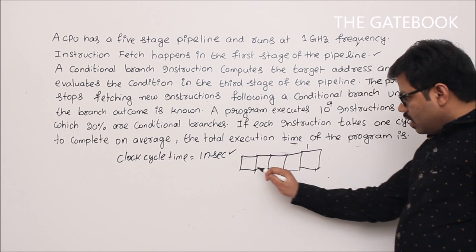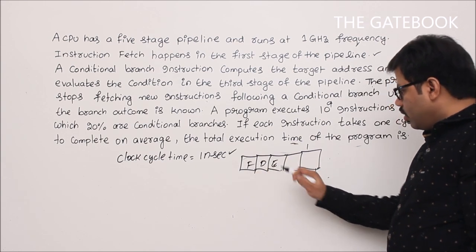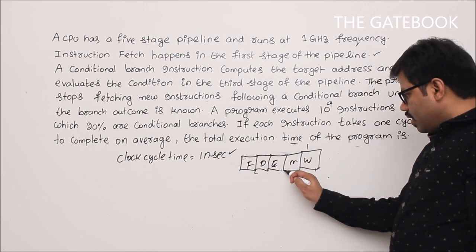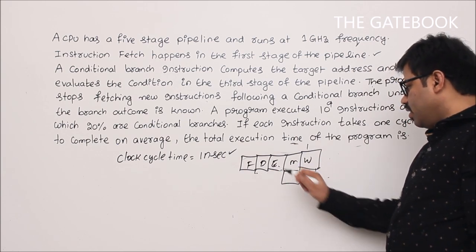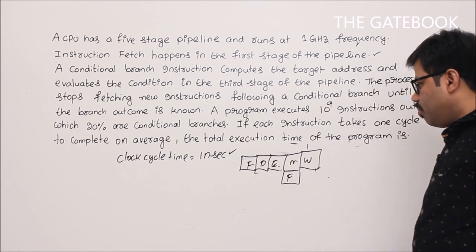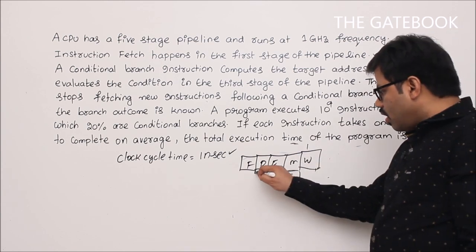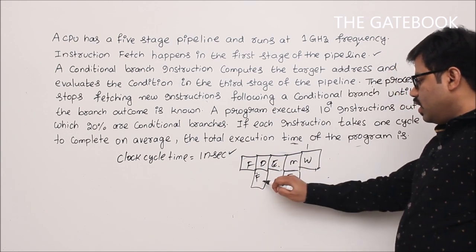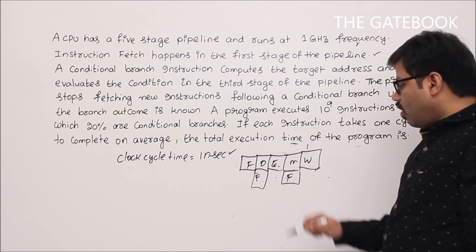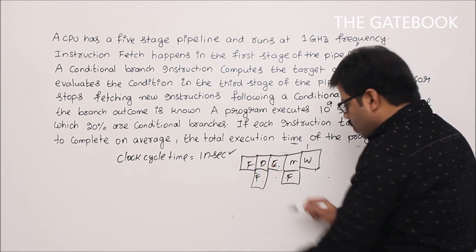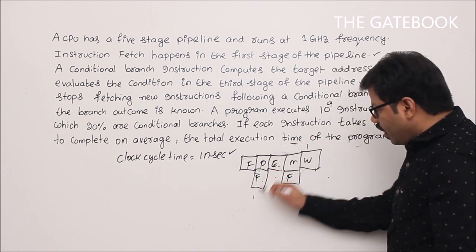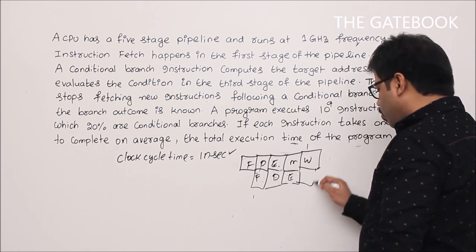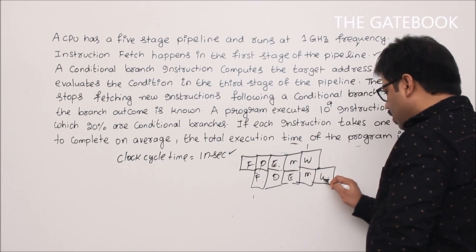If it is conditional, fetch, decode, execute, memory, write back, then rather than fetching here, we fetch here, correct? Then only we know the target. What is normal? Normal is fetching here. Rather than fetching here, if you fetch here, then how many clock cycles you wasted, you see. If you fetch here, then everywhere overlapping, correct? You can decode here, you can execute here, and you can do memory, you can do write back, right?